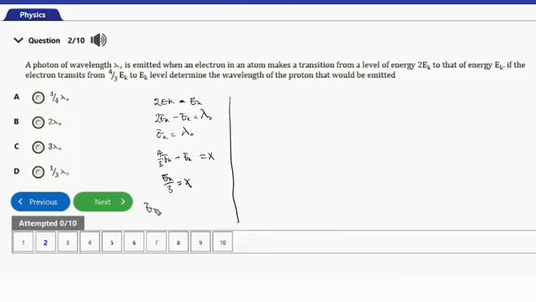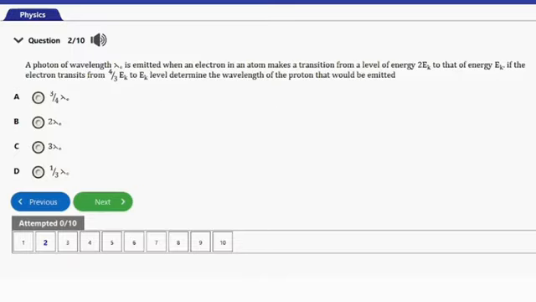So let's recall that Ek is equal to lambda naught. So we can replace the Ek here with lambda. In that case, it becomes lambda over 3 is equal to X. So in this case, X is equal to 1/3 lambda. And that's it for this question. Option D is the answer to this question. So let's go ahead and consider the next question, guys.